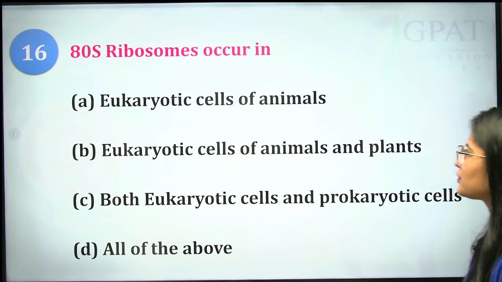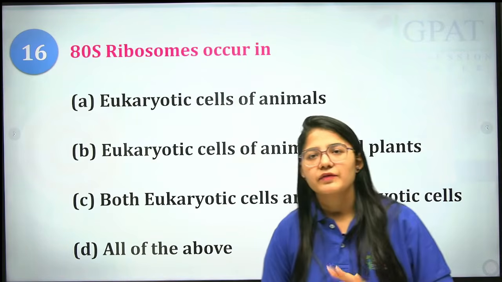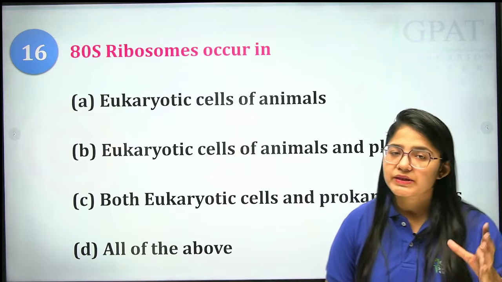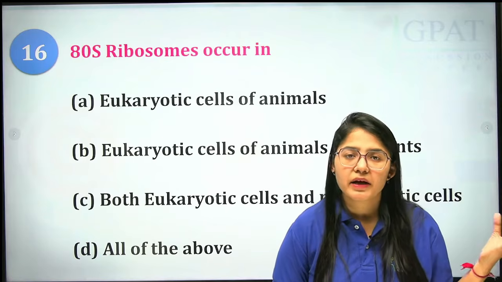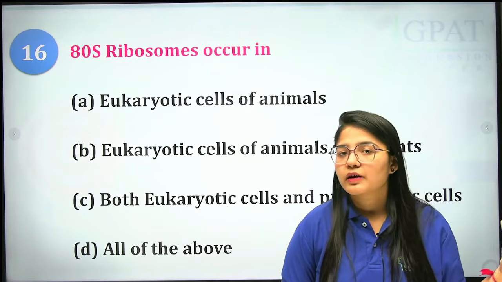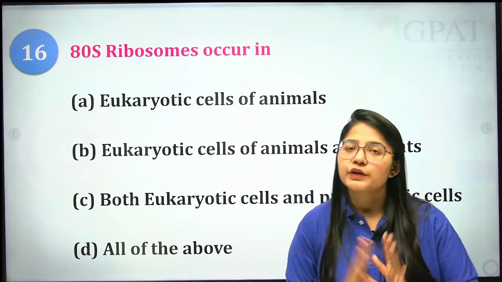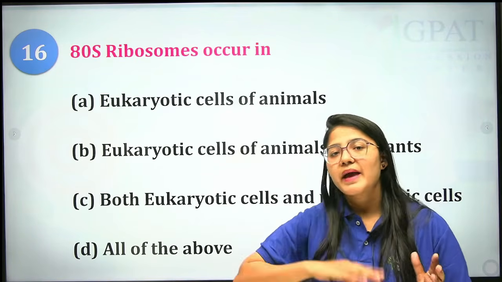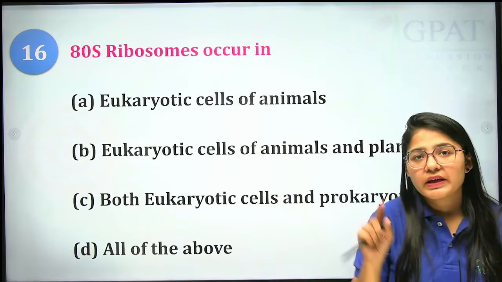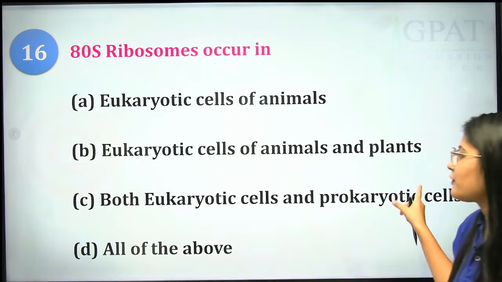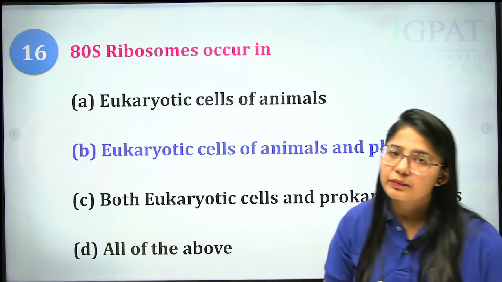Clear? Next question. 80S ribosomes occur in. Okay, 80S ribosomes, and we have next 70S ribosomes. So 70S ribosomes are present in prokaryotes as they are less in number. When evolution occurred and eukaryotes developed, we have the maximum number of ribosomes, that is 80S ribosomes. So yes, eukaryotic cells of animals and plants both have 80S ribosomes.